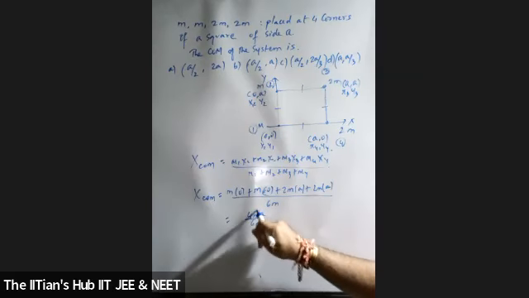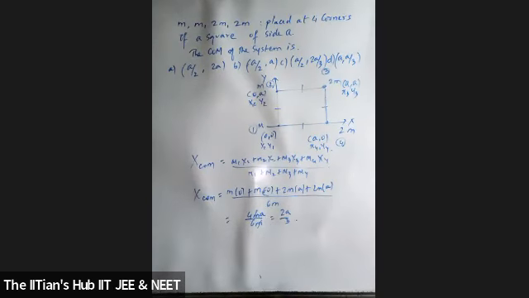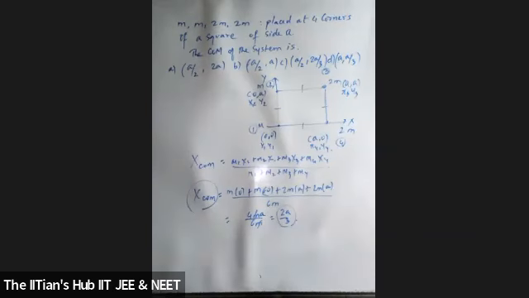So what exactly will your xcm be? 4MA upon 6M. Cancellation, what is my answer I'm getting? 2a by 3. Yes, students, if you look over here, I have got xcm as 2a by 3. Are you getting it? Yes, sir.